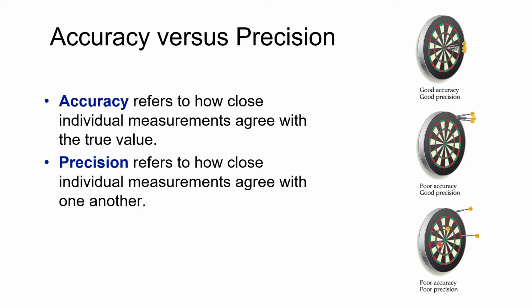And then finally, we've got poor accuracy and poor precision. That's where, this is how I actually play darts. The numbers are not close to each other, and so that doesn't give us a very accurate result either.